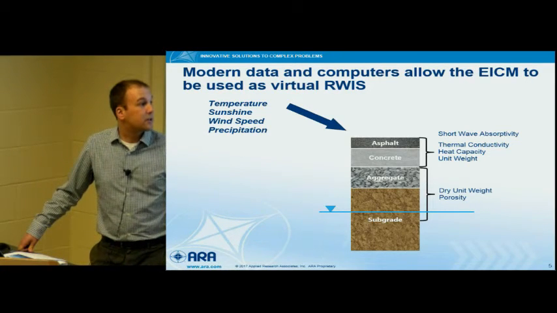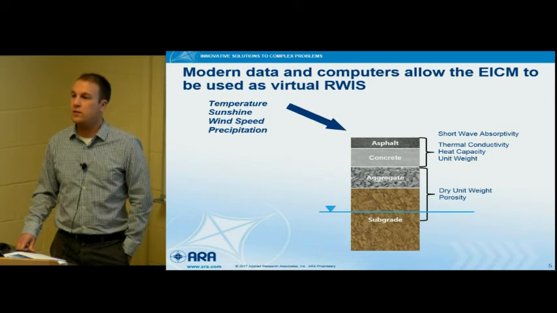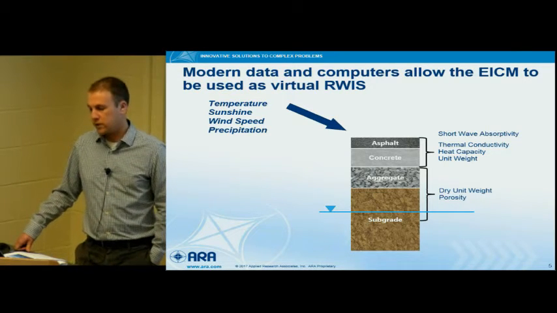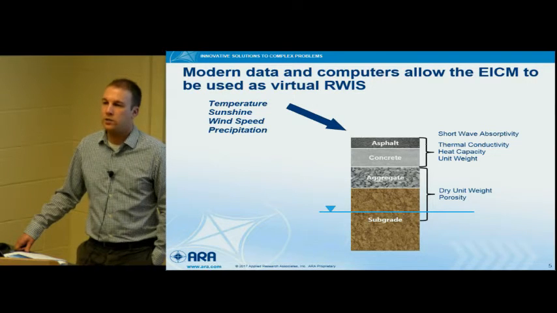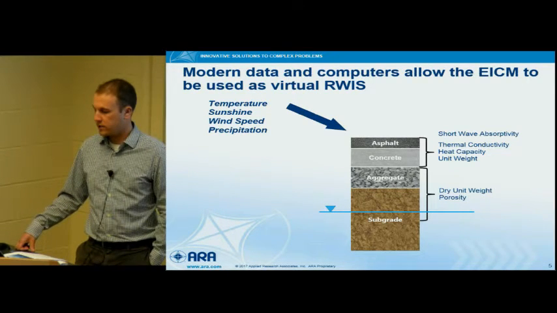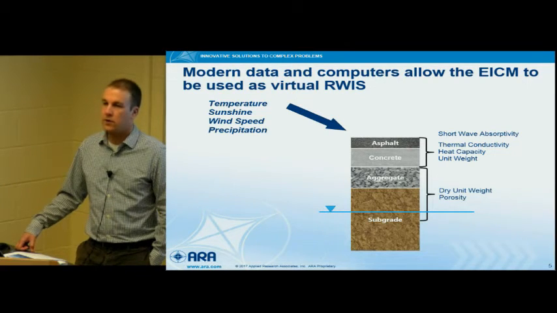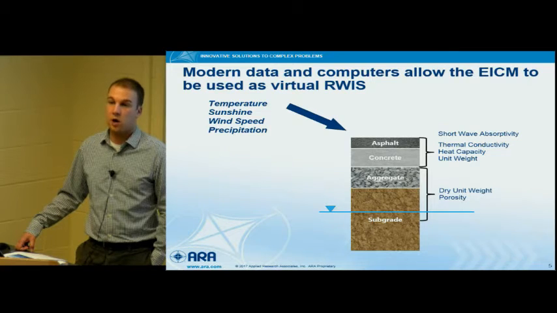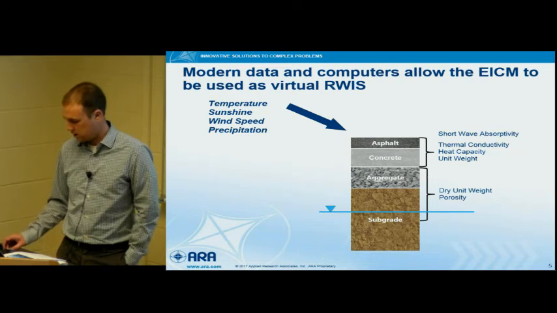As you can see here, we have the pavement structure, and we use the hourly climate data that comes with the Pavement ME software, which consists of temperature, percent sunshine, wind speed, precipitation, and relative humidity. We use those to run the EICM and get predictions to compare to the actual road weather information systems, and then we can determine how accurate those models are. That's the main focus: to show you how well those compare.